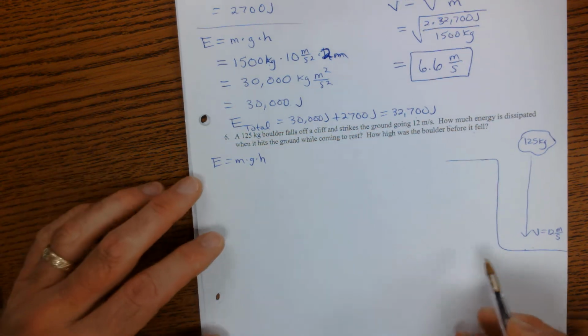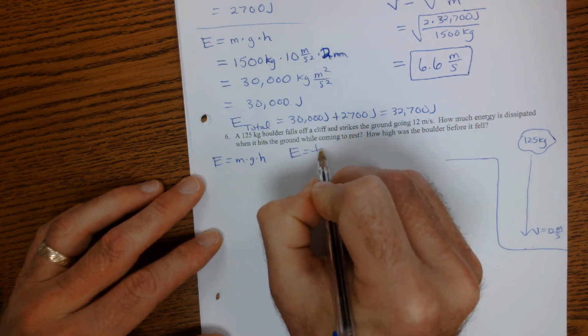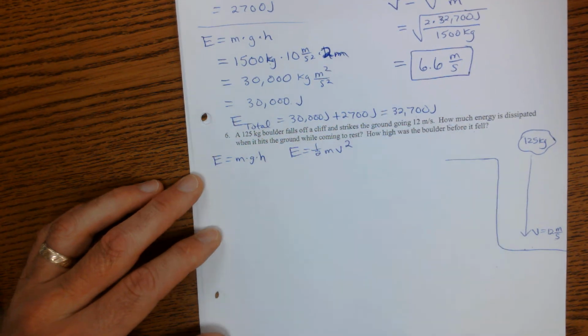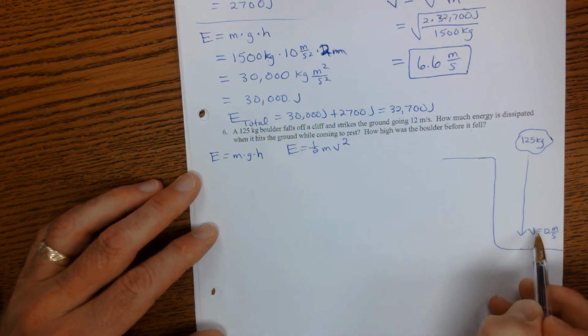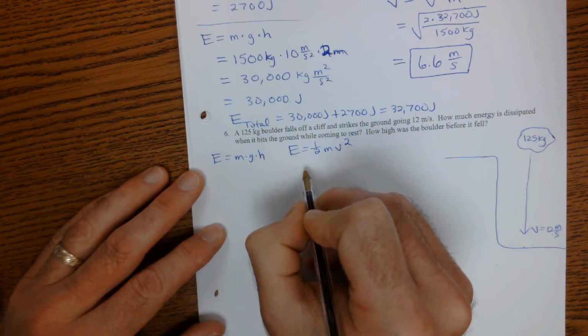Let's find out how much energy it had from its kinetic energy if we can. I know that formula is 1/2 mv squared, and I do have the information to find that. I have a mass and I have a velocity. So let's go ahead and find out what that is.